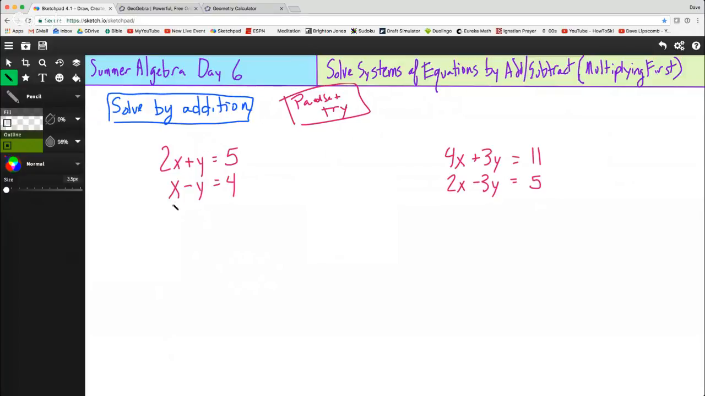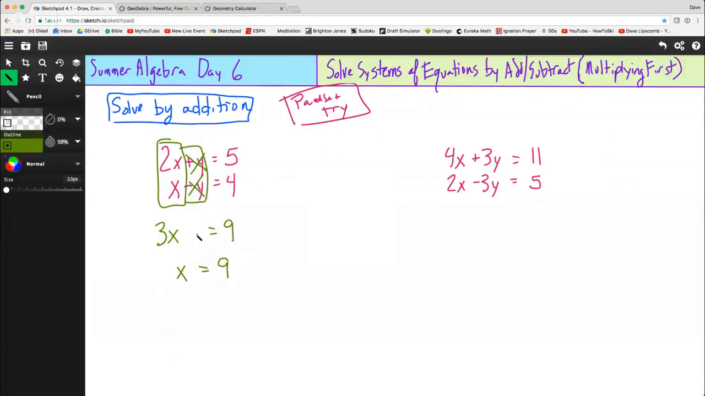So let's add down. Now, rather than write this thing out like 2x plus y plus x minus y, I can just add these down by combining the like terms straight down rather than have to do it later, because I know all these are added together. So if I add these, I'm going to get 3x, my y's cancel, and on the right side, I get 9. So I get x equals 9.